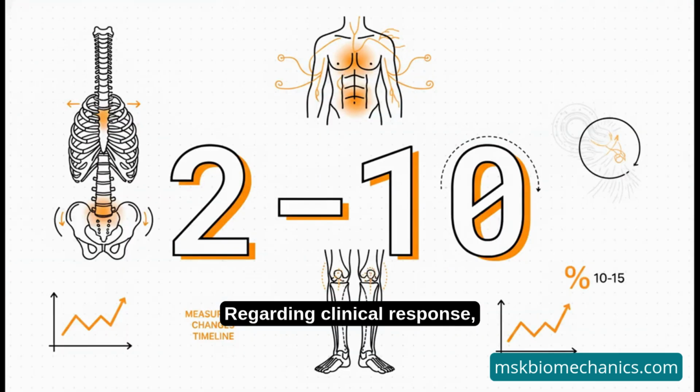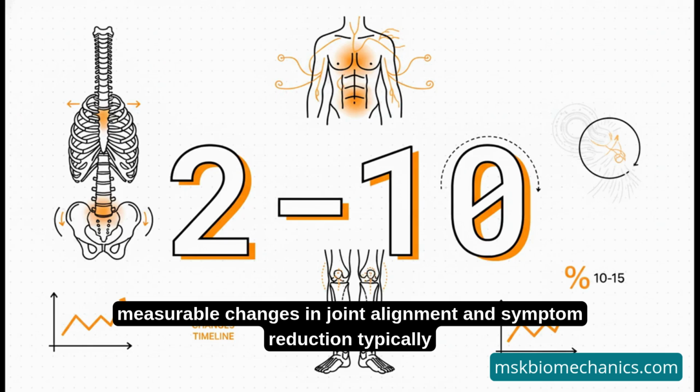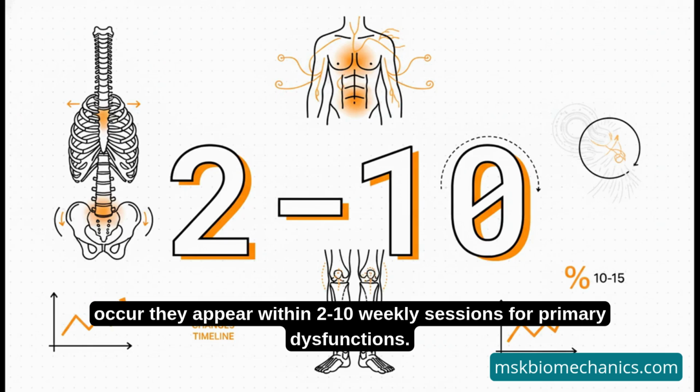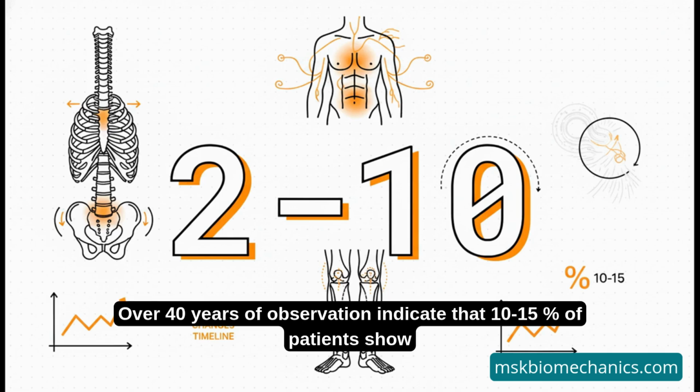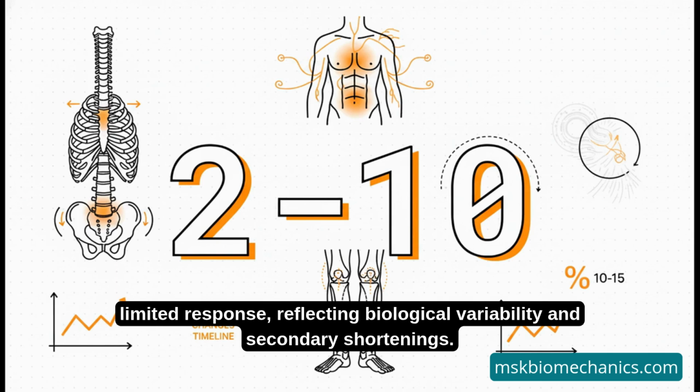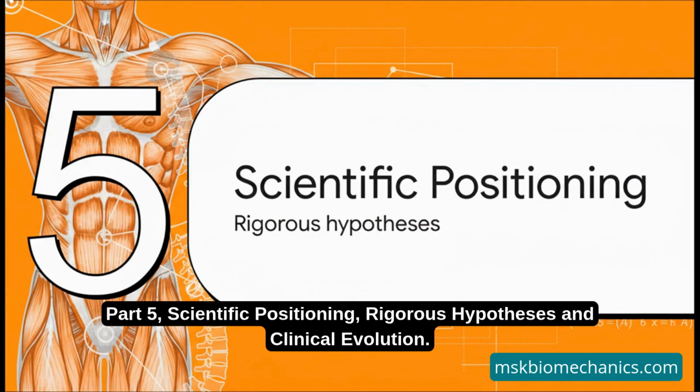Regarding clinical response, measurable changes in joint alignment and symptom reduction typically appear within 2 to 10 weekly sessions for primary dysfunctions. If there's no measurable variation beyond 10 sessions, the primary cause likely lies in another system. Over 40 years of observation indicate that 10 to 15% of patients show limited response, reflecting biological variability and secondary shortenings.